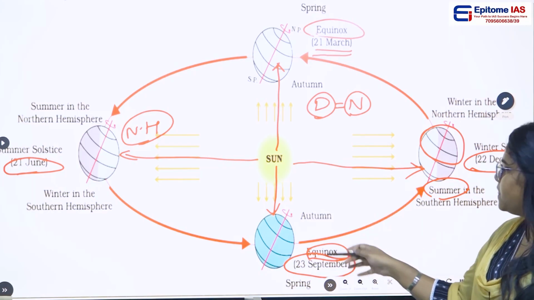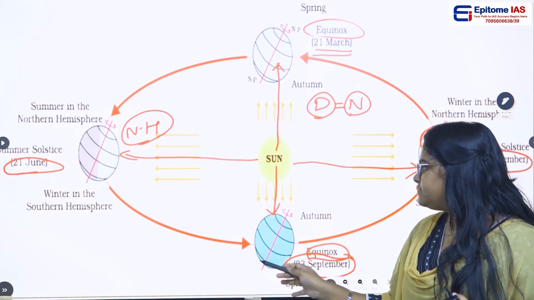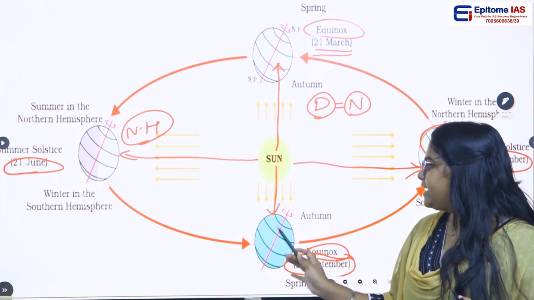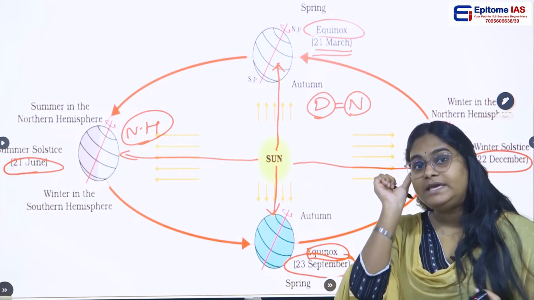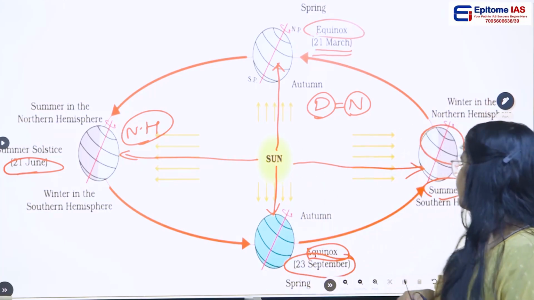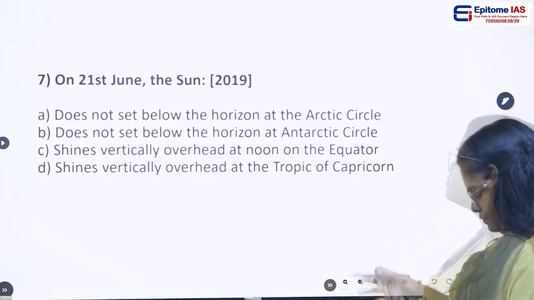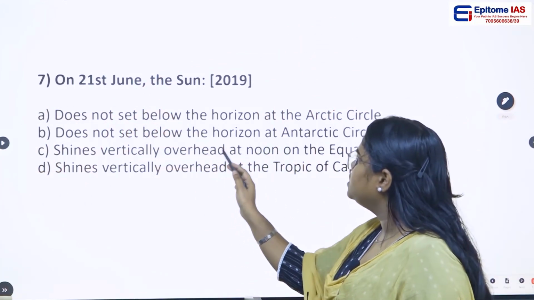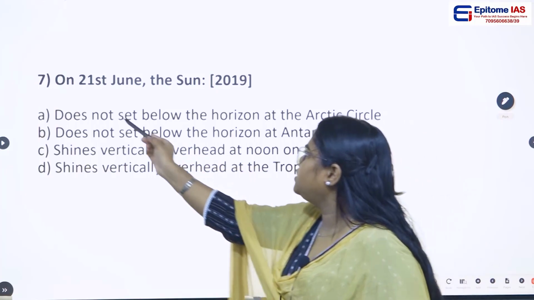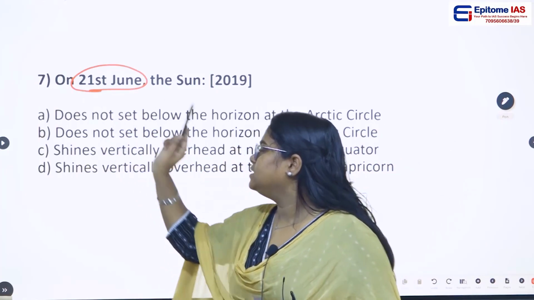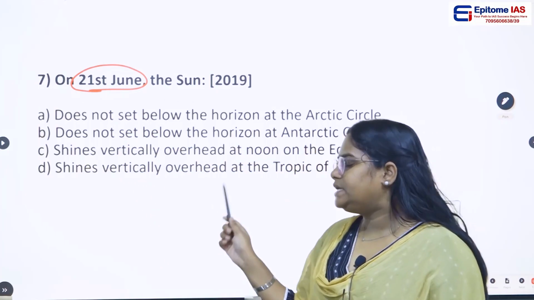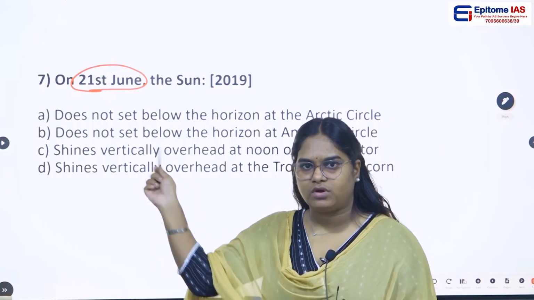Both northern hemisphere and southern hemisphere, we have equal day and night because the direct sun ray falls on the equator. Again, it falls on equator. So the next question. On 21st June, the sun. See, again we are talking about this particular date. 21st June, it is summer solstice as we already saw.